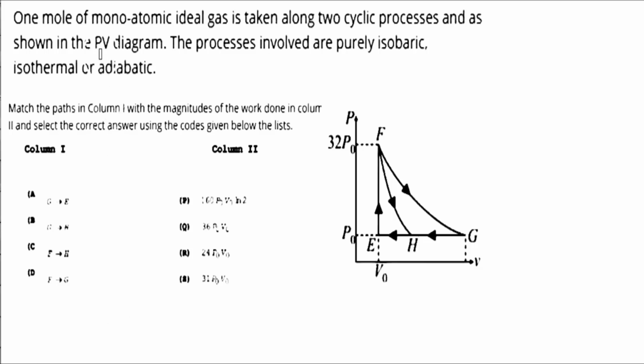Hello everyone, let us try to solve the given problem. So in the given problem it says 1 mole of a monoatomic ideal gas is taken along 2 cyclic processes as shown in the PV diagram. The processes involved are isobaric, isothermal or adiabatic.